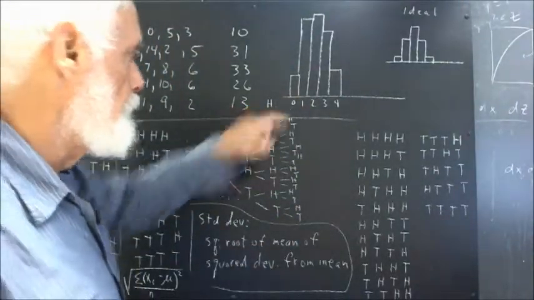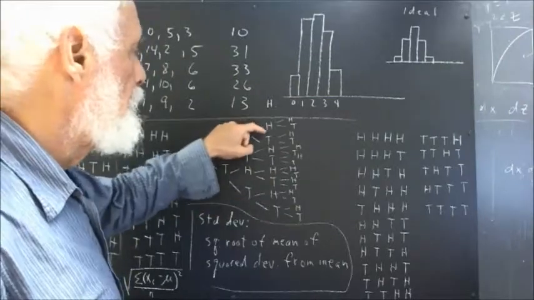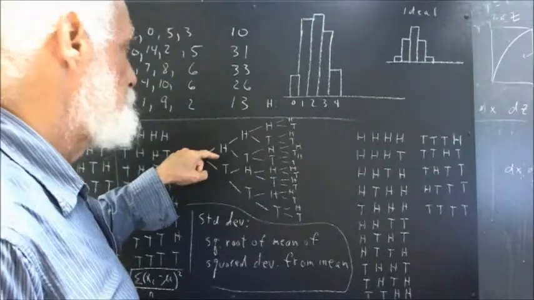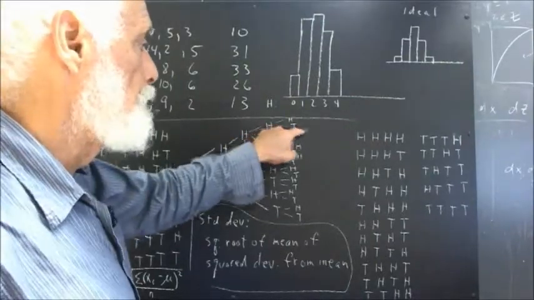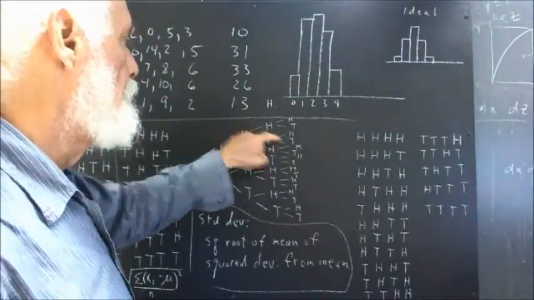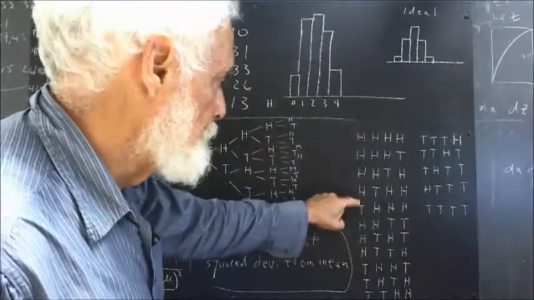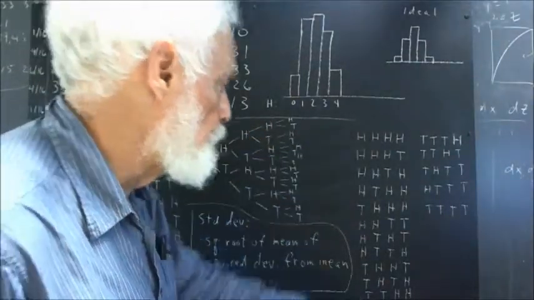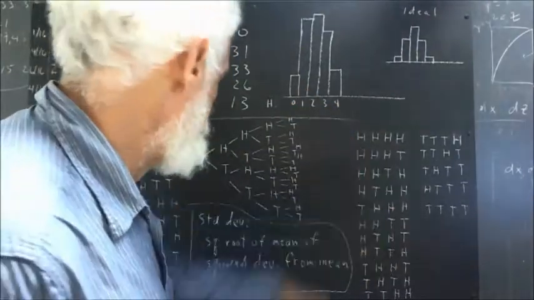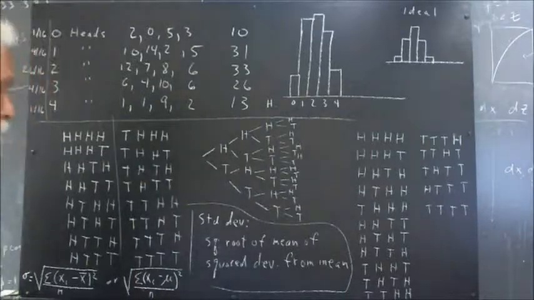Heads, heads, heads, heads, heads, heads, heads, tails, which is the same as this one. Heads, heads, tails, heads, which is the same as this one. And heads, heads, tails, tails, which is not the same as this one. We're going to get a different order in our listing if we use the tree diagram, but we're going to get the same results, just in a different order.